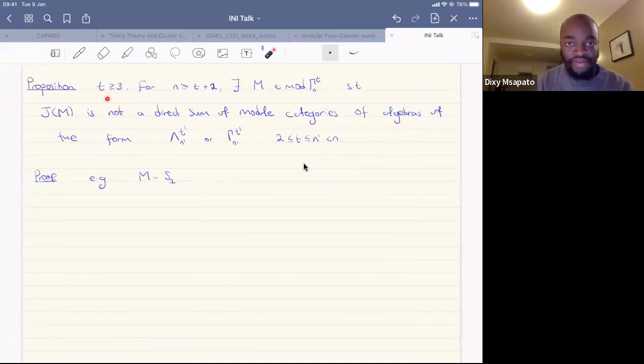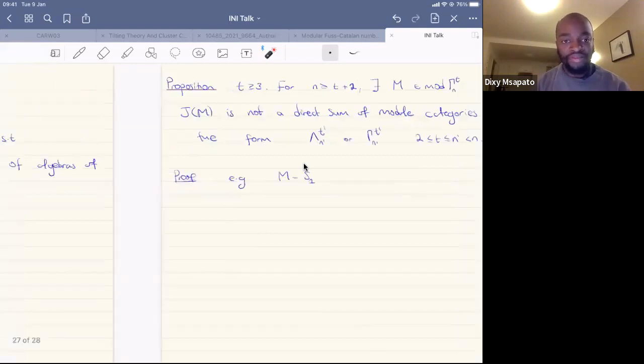If t is greater than or equal to 3 and n is greater than or equal to t, then the tau perpendicular category of M, again, is not a direct sum of module categories of algebras of the form lambda m prime to t prime or gamma m prime t prime. And this is a proof by counterexample again, by considering the case when M is equal to S1. But there are other modules as well which work as a counterexample to these two propositions.